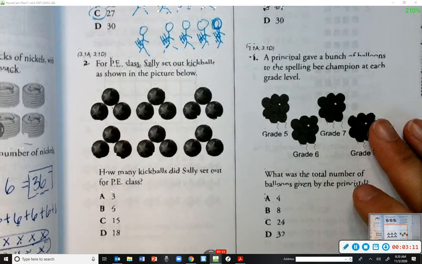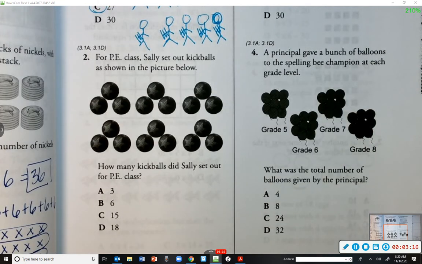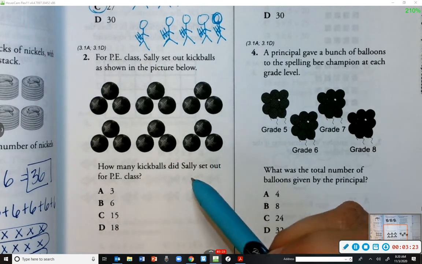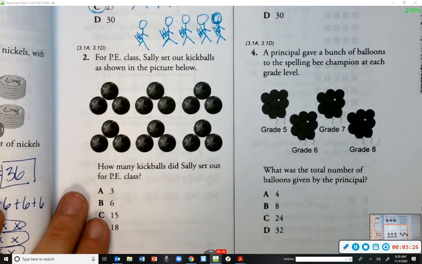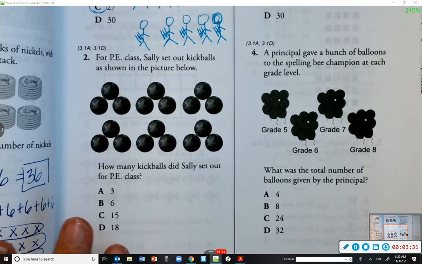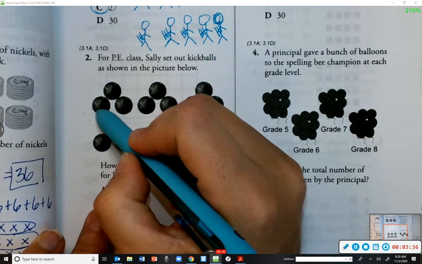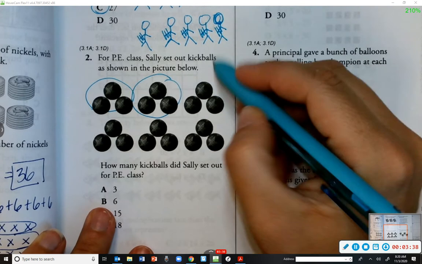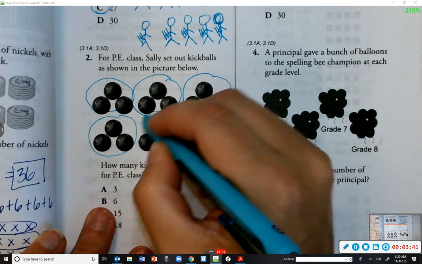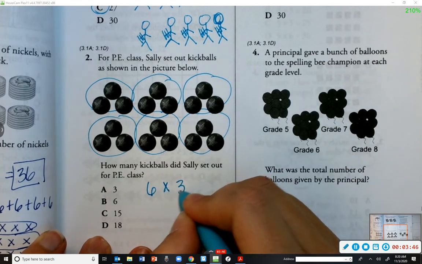Number 2, for PE class, Sally set out kickballs as shown in the picture below. How many kickballs did Sally set out for PE class? Okay, well, we could count all of these balls, but I also want you to realize this is equal groups, right? How many groups of 3 do we see? Kelsey? 3. How many groups of 3? 6. Good. 1, 2, 3, 4, 5, 6. So that's 6 groups of 3. 6 times 3.